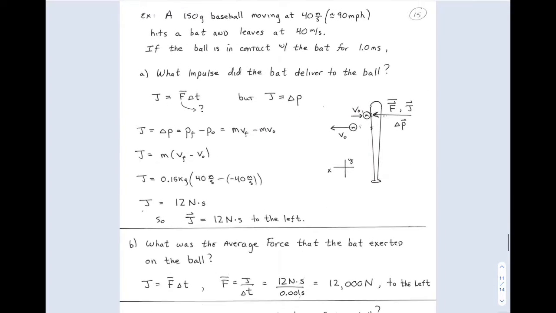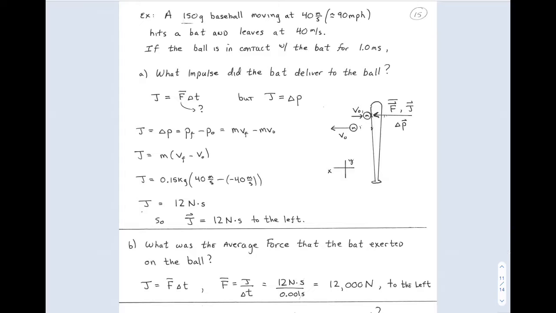Okay, so here's one with numbers. I have a baseball that comes in at about 90 miles per hour, the bat hits the ball, and it leaves at about 90 miles per hour. I went online and found that the ball is in contact with the bat for about a millisecond, a 1,000th of a second. So what impulse did the bat deliver to the ball?